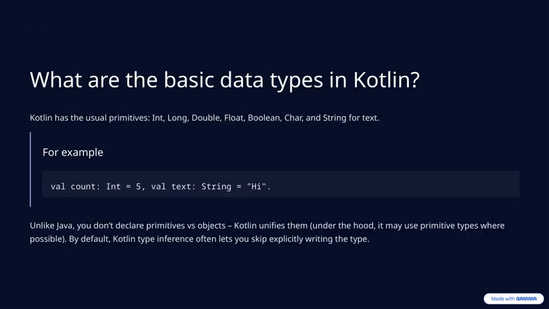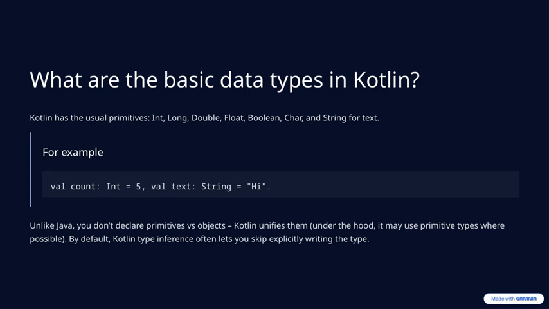So let's talk about the basic data types in Kotlin. Kotlin has the usual primitive types you might expect, like Int for integers, Long for larger whole numbers, Double and Float for decimal numbers, Boolean for true or false, Char for individual characters, and String for text. For example, you might see code like this: val count: Int = 5 or val text: String = "hi".